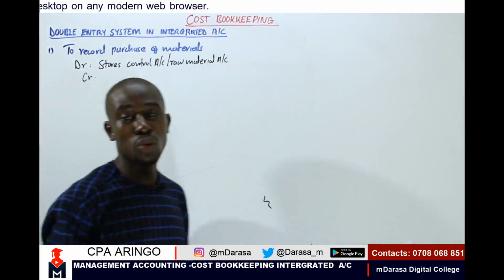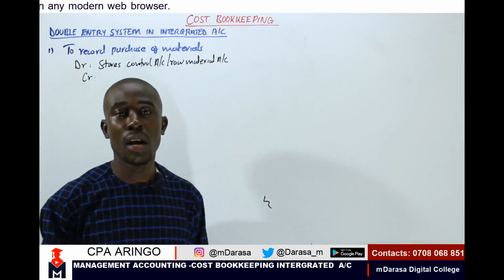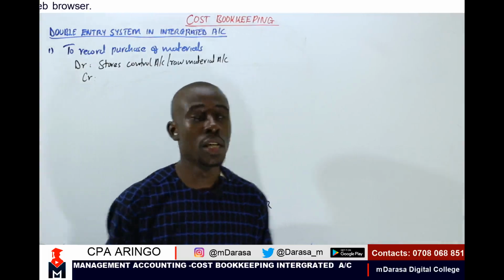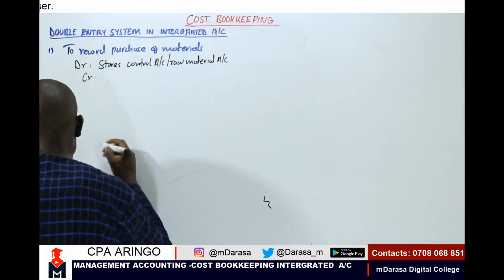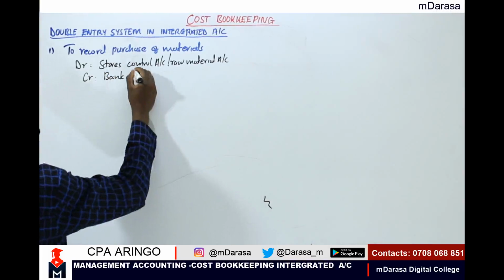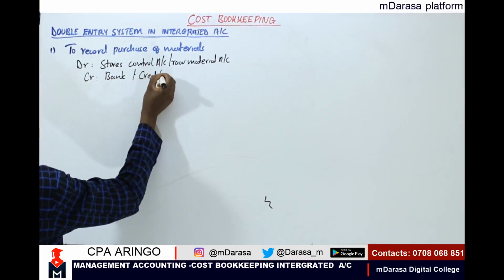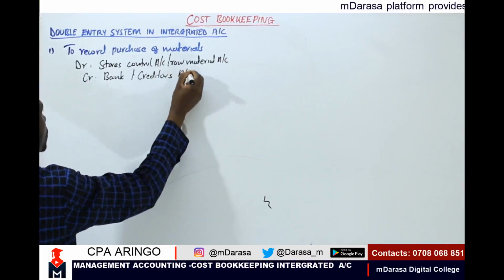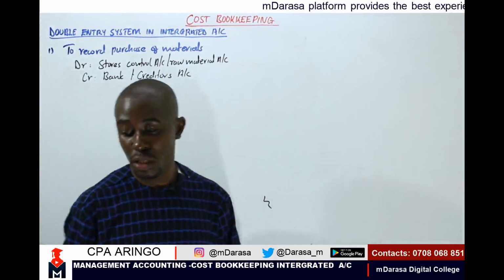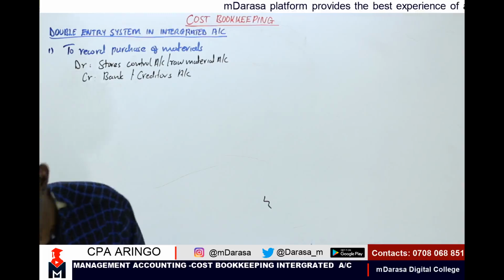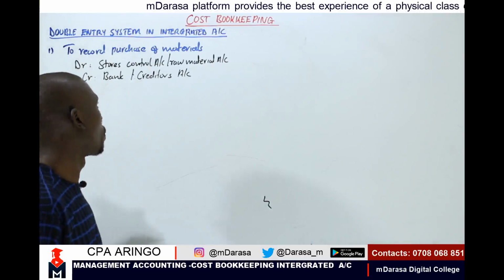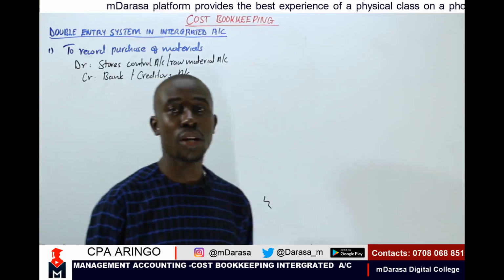And where are we going to credit? In this case, what have I used to purchase this? Is it cash or did we purchase on credit? So in this case, we're going to credit either bank, in the event that I've purchased in cash, or we can then credit our creditors account. In the event that we purchased raw materials, I'm going to debit our stores control account and we are going to credit our bank or creditors.